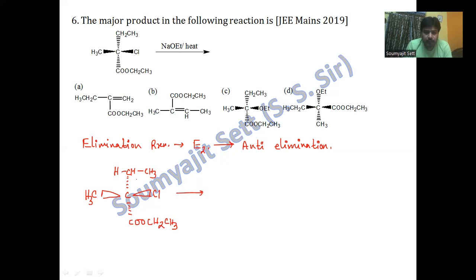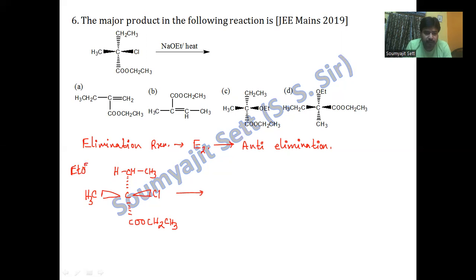Now, this Cl is above the plane, so the beta hydrogen should be below the plane. A beta hydrogen from this CH3 will not be possible because this CH3 and this Cl are on the same plane. In this carbon, this is a beta carbon, but there is no hydrogen, so no beta hydrogen there. But here, this beta carbon contains a beta hydrogen, and moreover, this beta hydrogen is below the plane. So this hydrogen and this Cl are anti-periplanar to each other. So it will be abstracted.